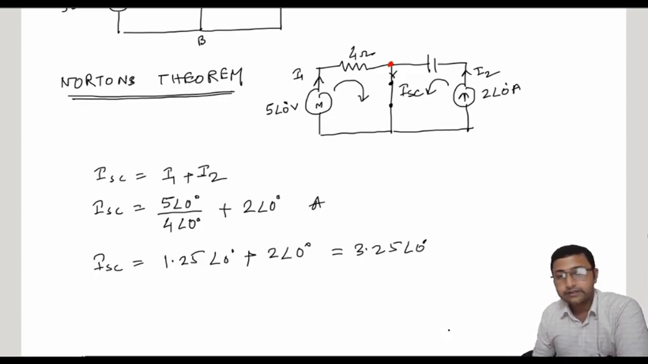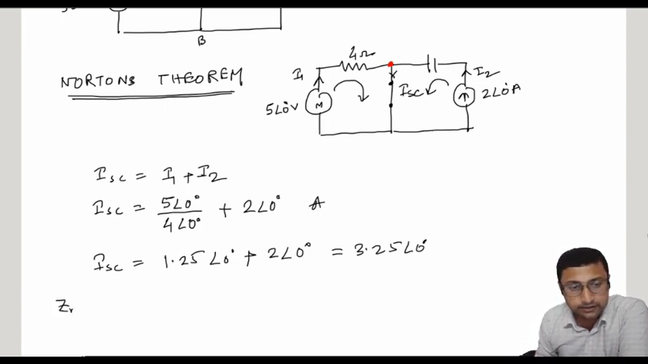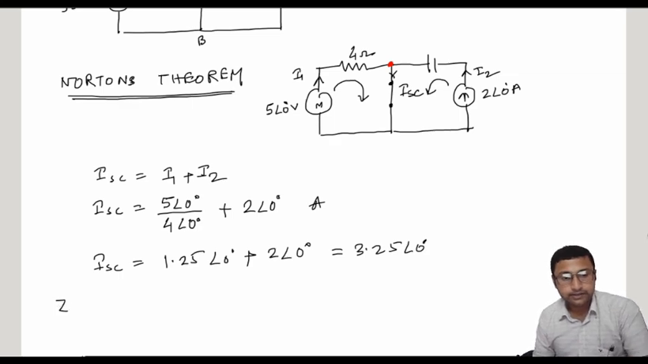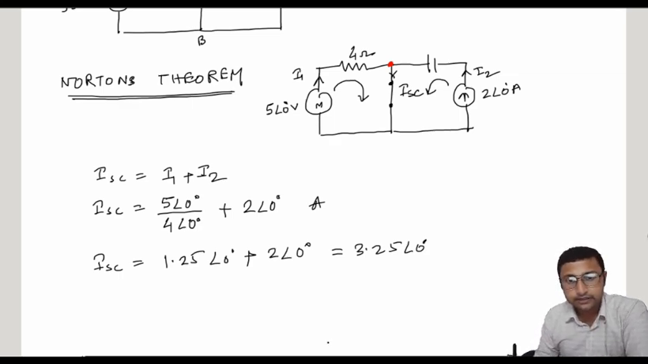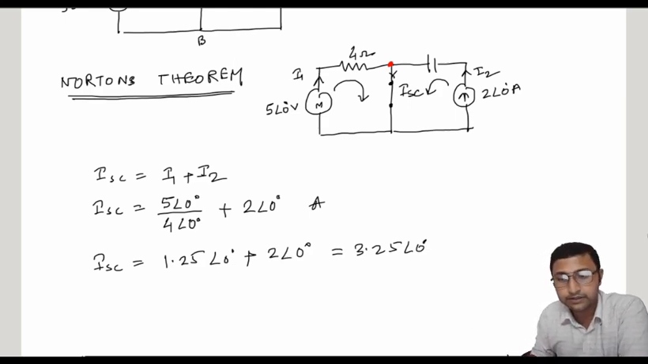Now the second step is to find the Zn, that means Norton's equivalent impedance, not resistance. I stressed the word: in case of an AC circuit, this is called impedance. To find the Zn, what will be the circuit? The voltage source is replaced by a short circuit and the current source is replaced by an open circuit, the similar thing, and this short circuited terminal is replaced by an open circuit.